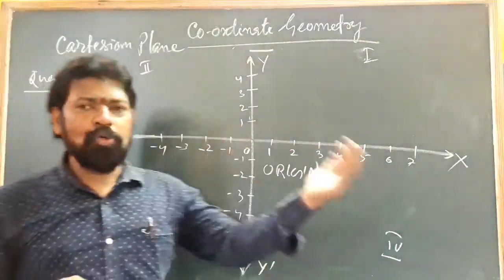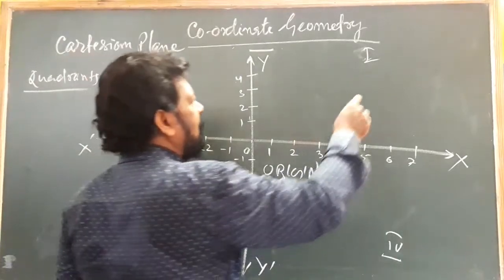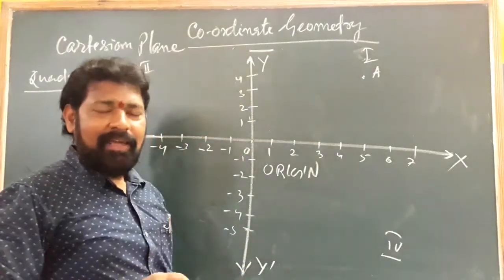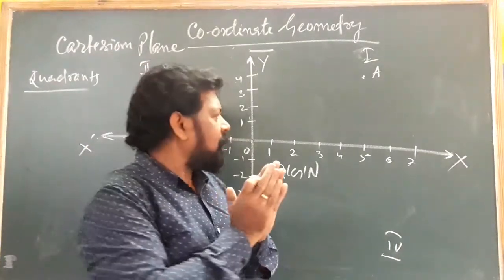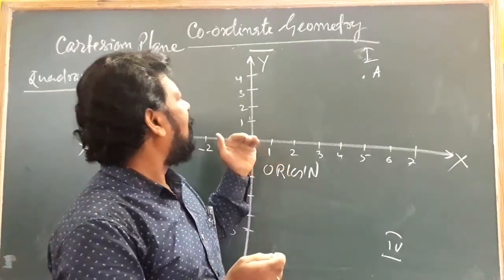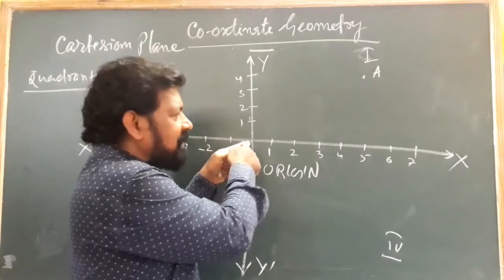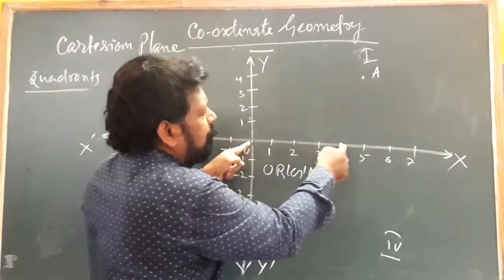Now, how to locate any particular point here? Suppose I will keep a point, some example here, it is A. What is the address of A? Address of A, I will tell that from the origin, move 5 steps in x-axis and then 4 steps in y-axis. Then you will start from here. This is x-axis, 5 steps in positive direction. 1, 2, 3, 4, 5.